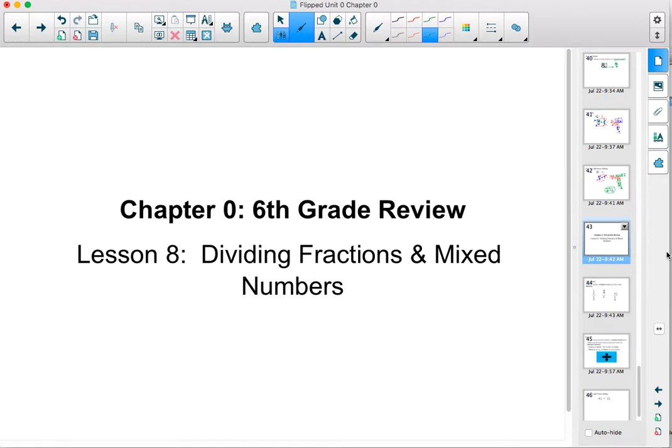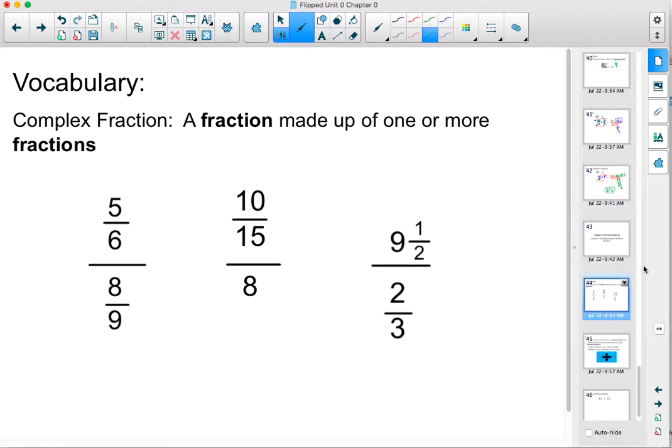This is our last lesson in chapter 0. This lesson is lesson 8. It's all about dividing fractions and mixed numbers. So let's get started. Our only vocab word for this lesson is the word complex fraction.